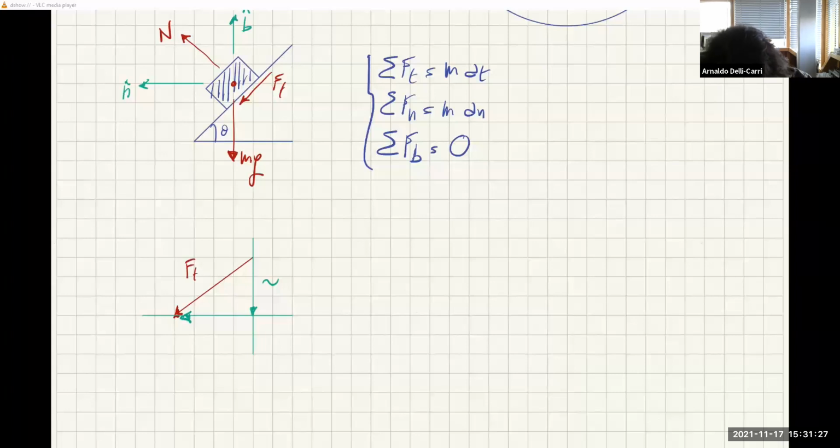We know that Ff is also mu s times n. So this component, this is of course 20 degrees. You should agree with me. This is theta. Let's call it theta. So this is opposite to theta, and we have mu s n sine of theta. And this one is mu s n cosine of theta.